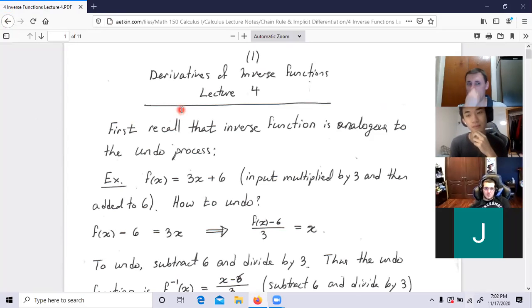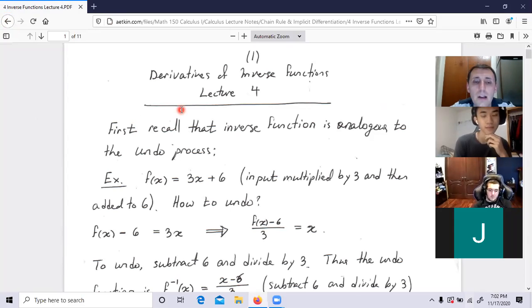Inverse functions. So let's see what's there.